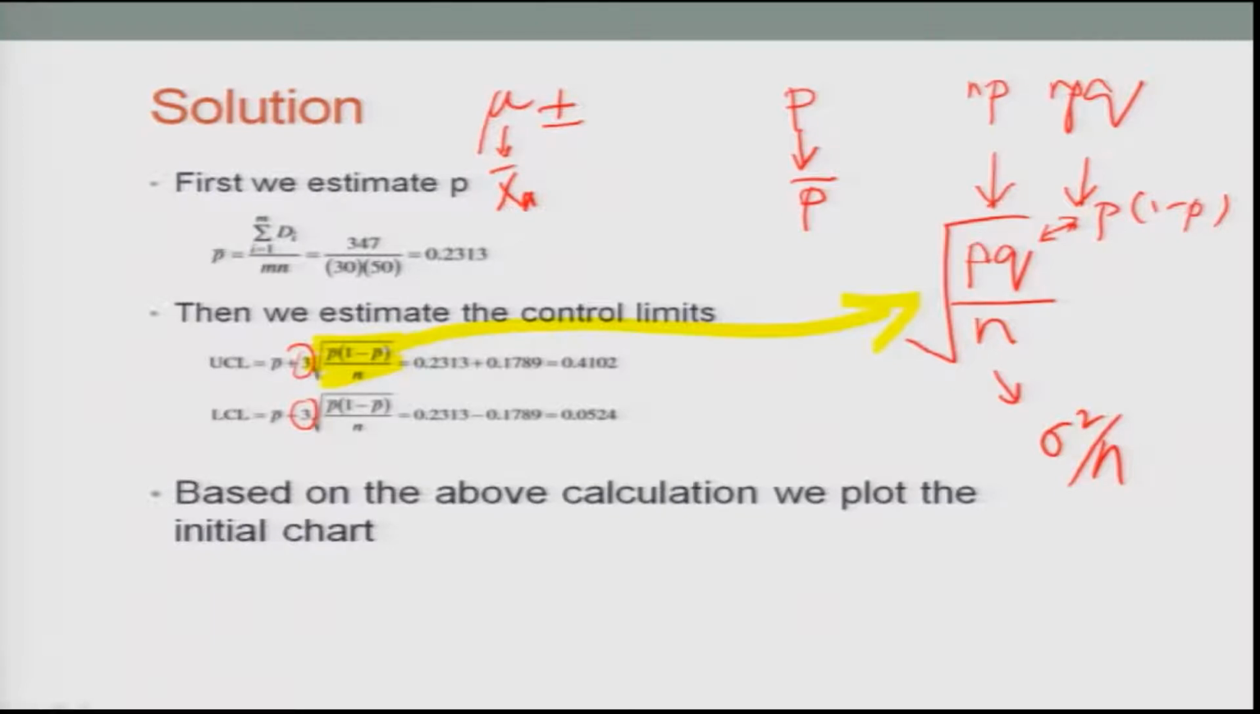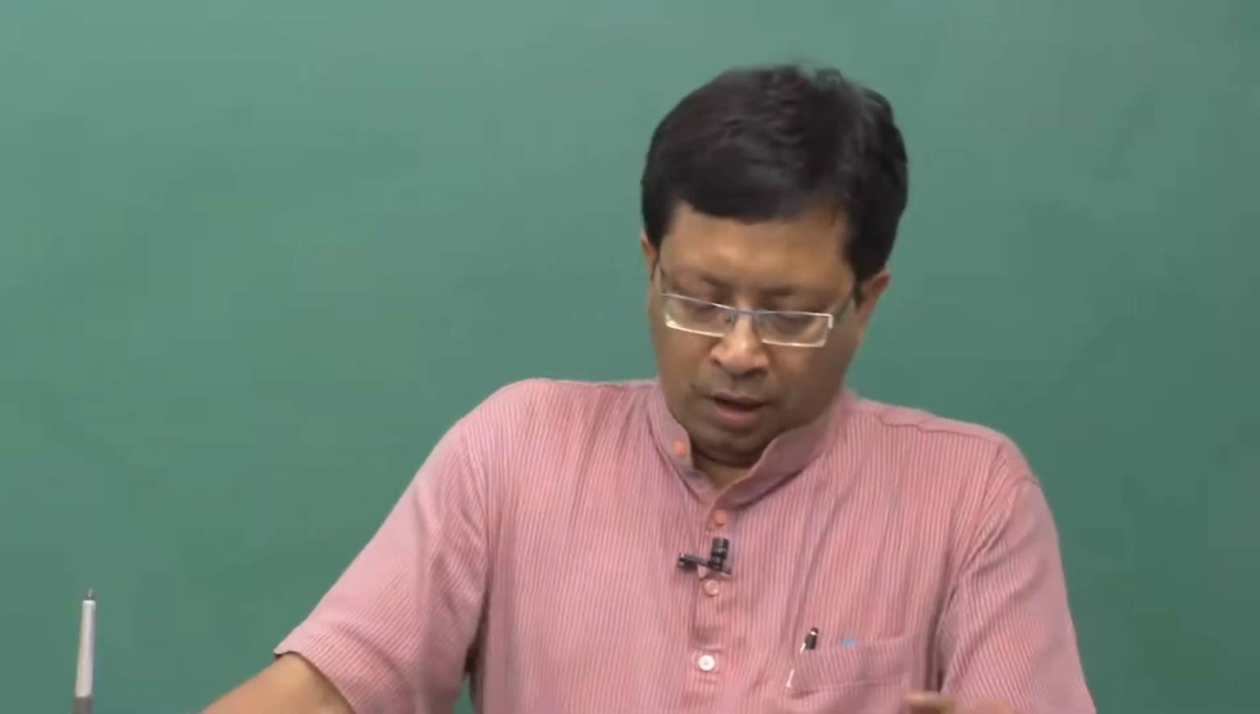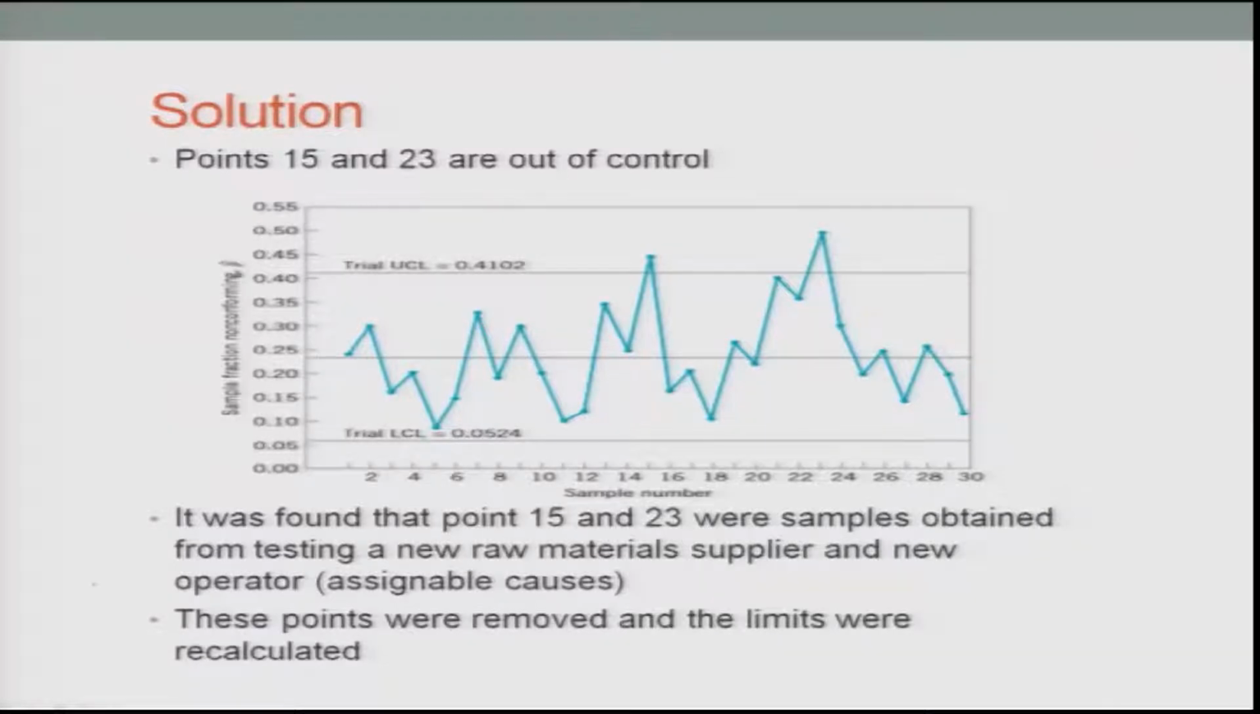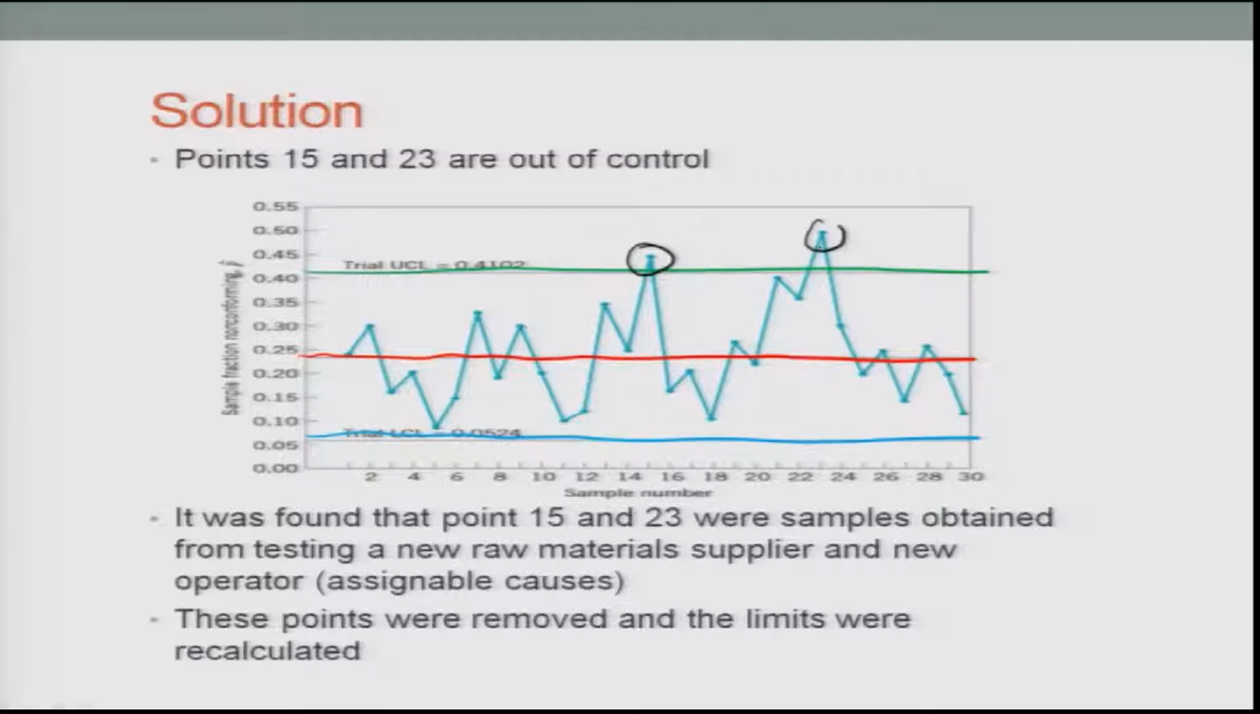You can plot the upper control limit, lower control limit and the central line as follows. The central line is this one, which I will highlight using red without disturbing the diagram. I will draw the upper line using green. This is the UCL, which is 0.4102, and for the lower value I will use blue, which is 0.0524. Between them you plot, and you can find there are some values which are above and below the control limits, which is this one and so on.